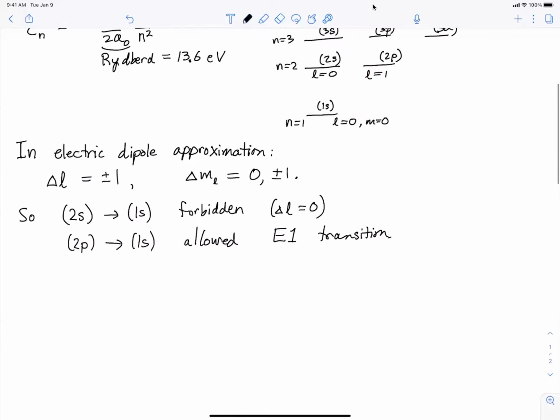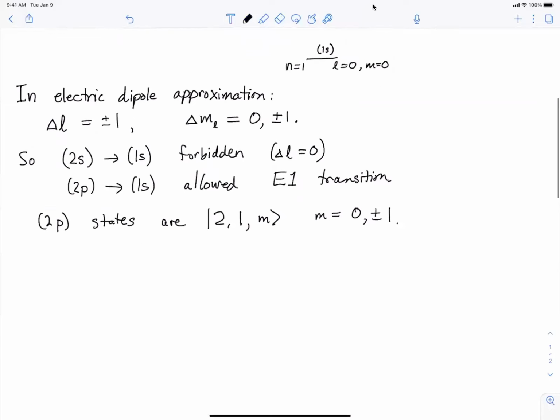Okay, and there are really 3 such states. Again, we're ignoring spin and fine and hyperfine structure today. So the 2p states are really 2, 1, and then m. M can be 3 values, 0 or plus or minus 1. And there's only one 1s state, again ignoring spin, is just this one. So I shouldn't say states, there's one state.